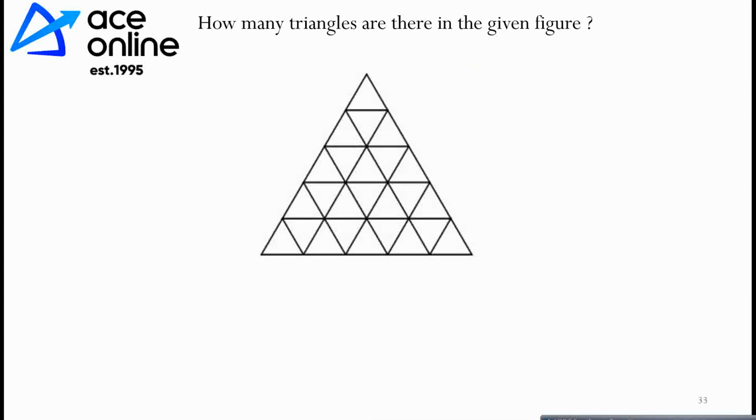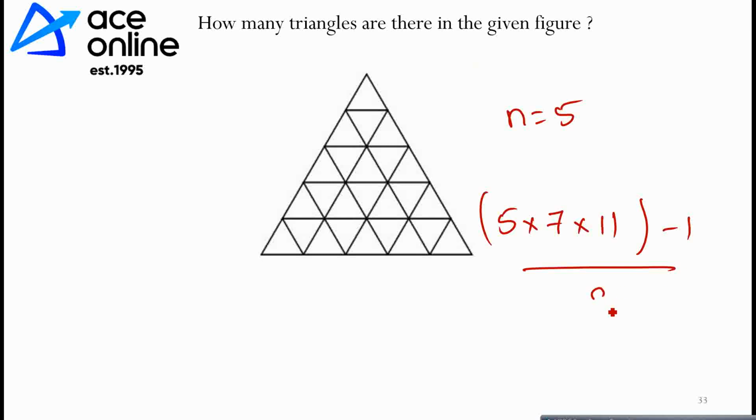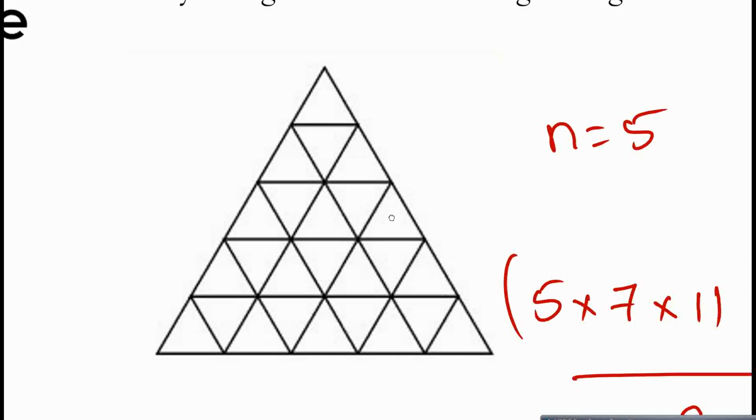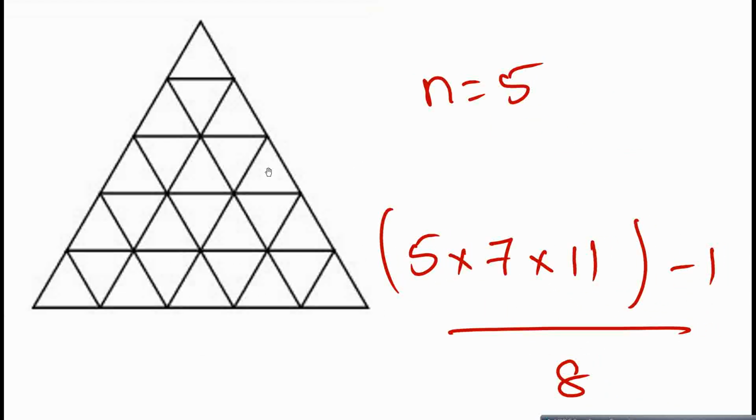Now 5 levels, 48. So 5 into 7 into 11, the entire product minus 1, divided by 8, you get 48. 384 divided by 8. N value is 5, the number of levels is 5. So n into n plus 2 into 2n plus 1, the entire product minus 1, whole divided by 8.